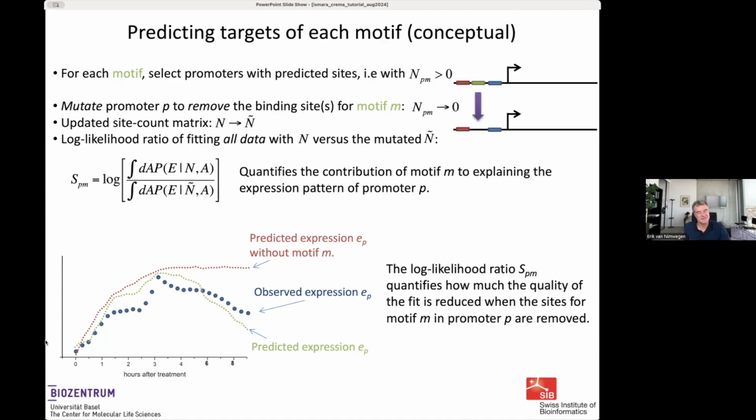Okay, so this cartoon says, let's say these dots here are the expression profile that we observed for promoter P. The green is our original model, our predictions. And now when we remove the binding site for motif M, we get these red predictions. And then we quantify how much worse the red predictions are than the green prediction. And this is now the predicted target score for this motif in this promoter.